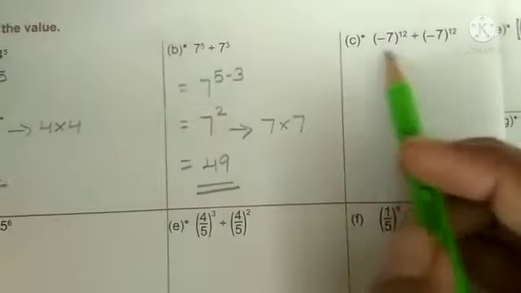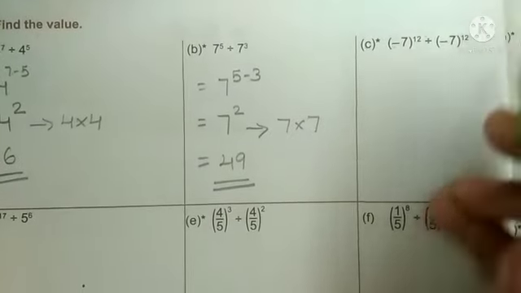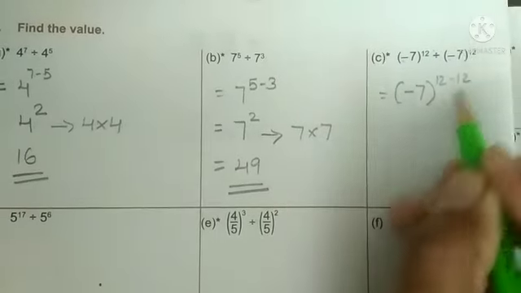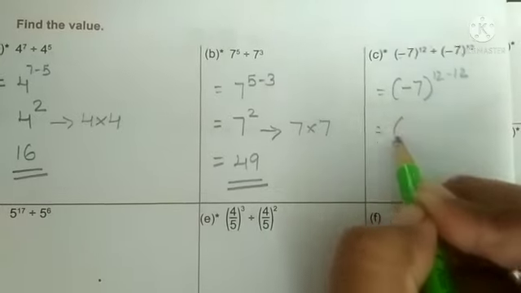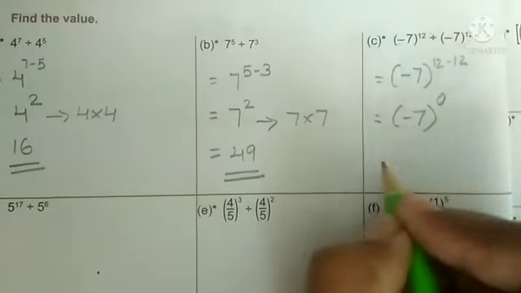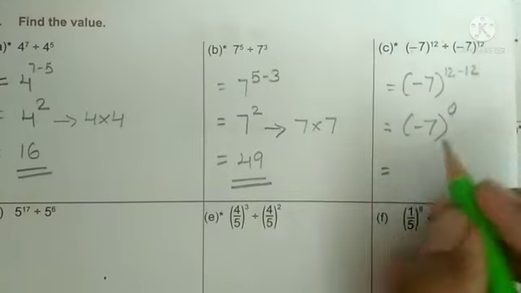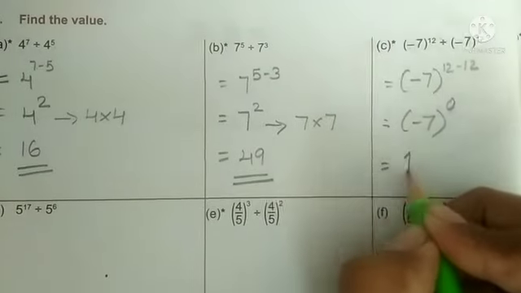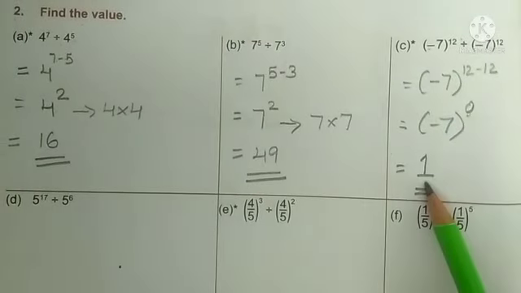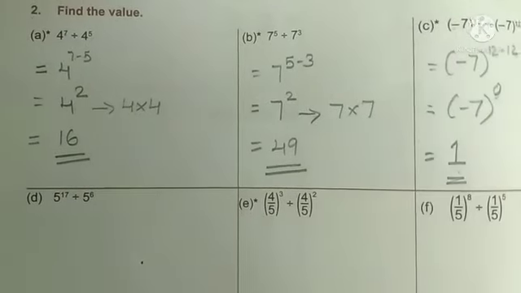Now see the third one. It is given 7 minus 7 raised to 12 divided by minus 7 raised to 12. So what will you do? First we will subtract it: minus 7 raised to 12 minus 12. So what will you get over here? You will get 7 minus 7 raised to 0, because 12 minus 12 is 0. So if your index is 0, what will be the value? Your value will be 1. Clear? Your value will be 1. So whenever your index is 0, the value of that number will be 1. Clear? So like this you have to solve the remaining sums.